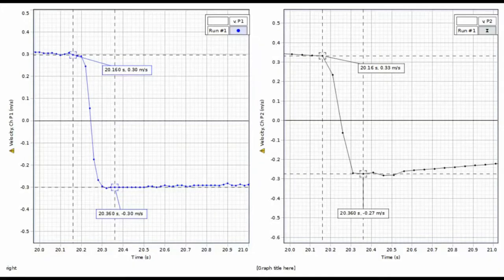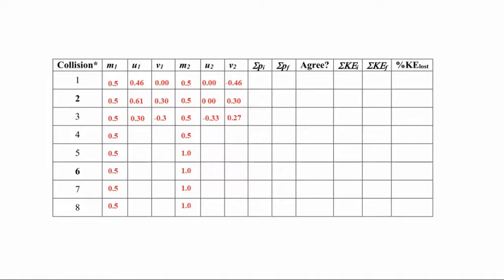So for the third collision, we've got 0.03 here, 0.3 for the final. Over here, we've got minus 0.33 and plus 0.27. So those bits of data go there in the table.